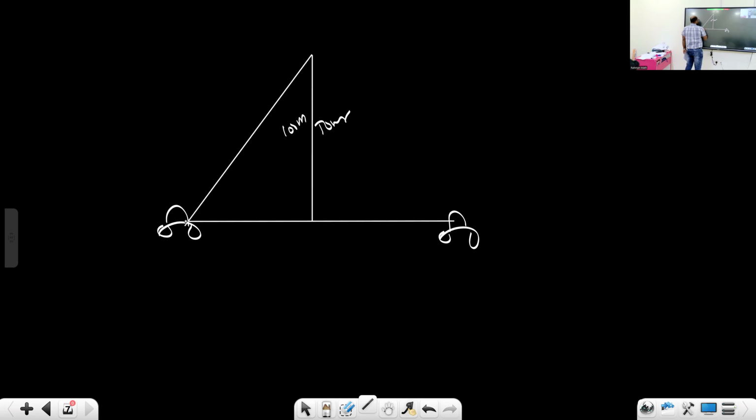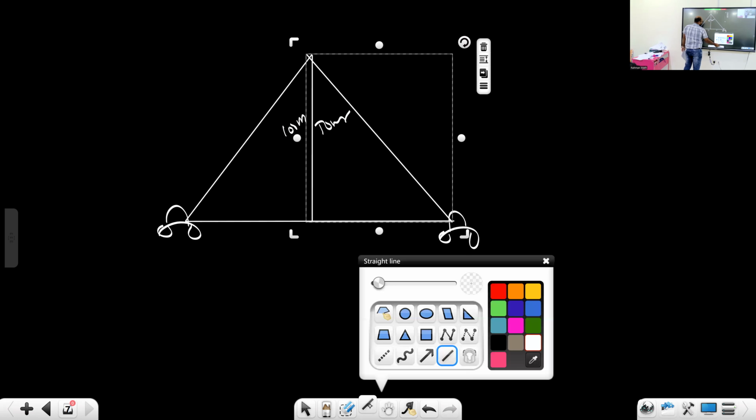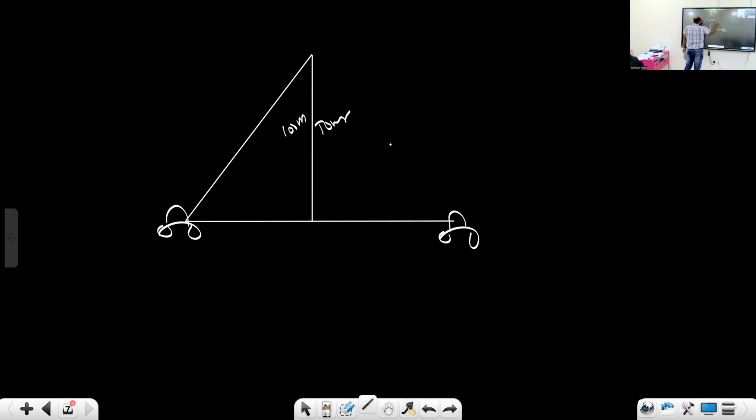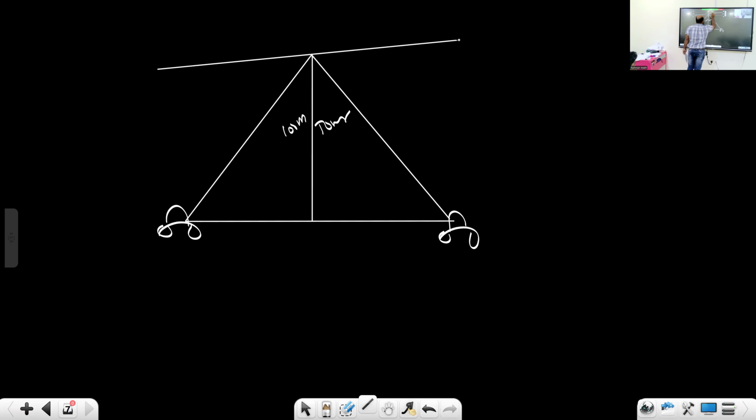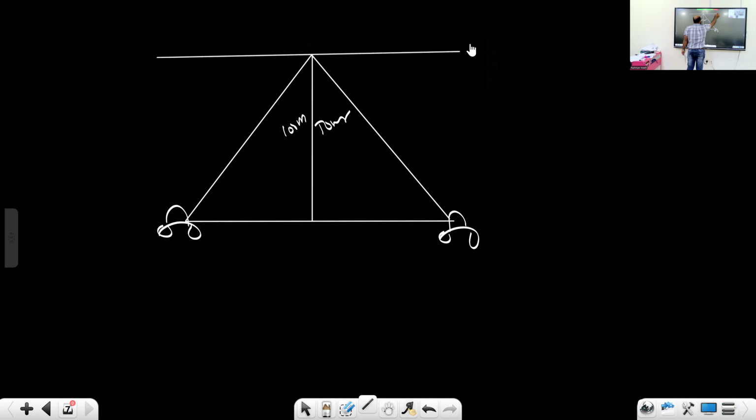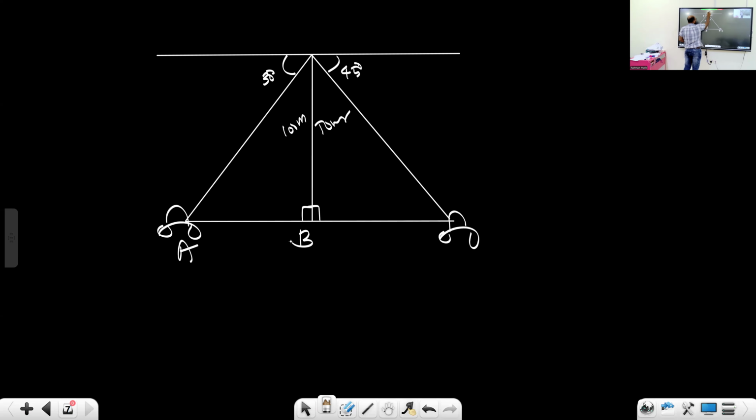Observe this car as well as this car. What should we draw? Horizontal line we have to draw. Then only we can mark the angular depression. First car, how much depression? 30. Second car 45. This is perpendicular only. A, B, C, D.